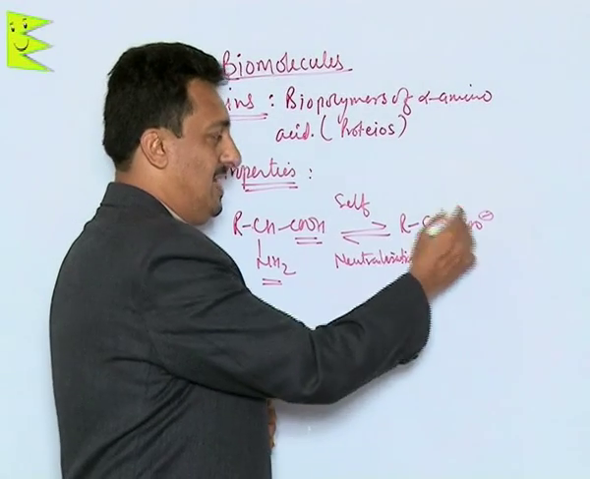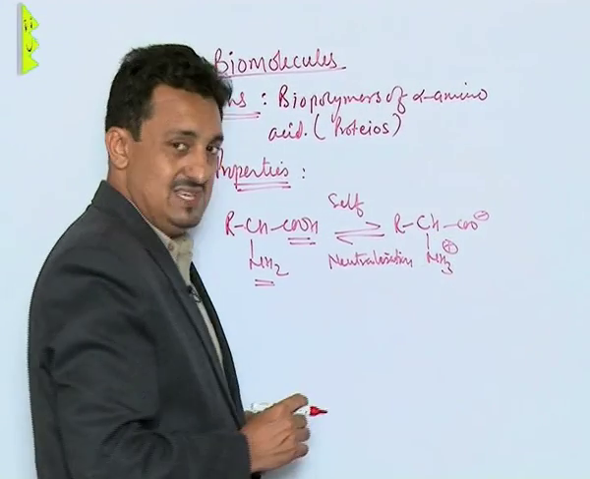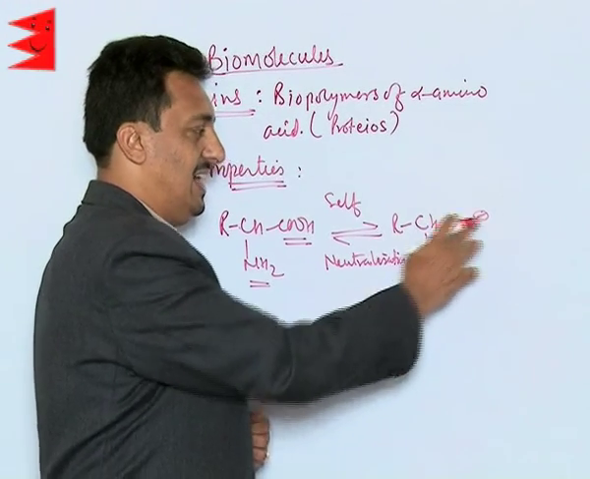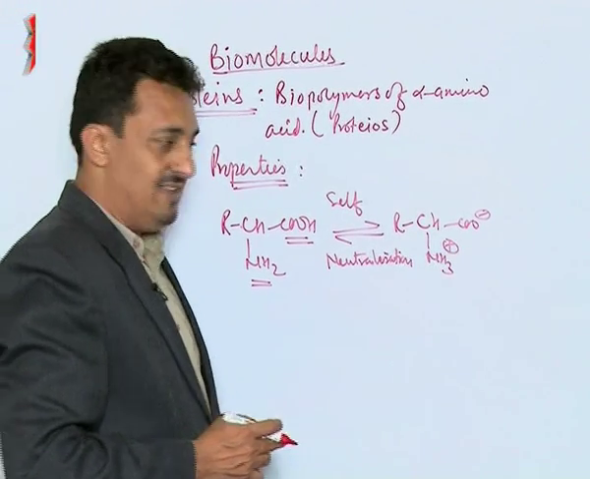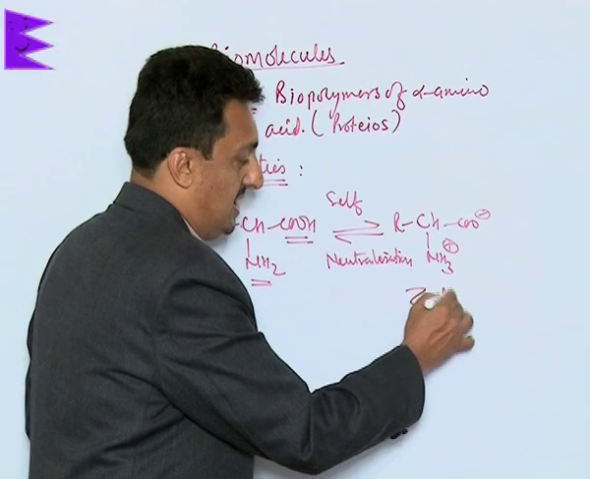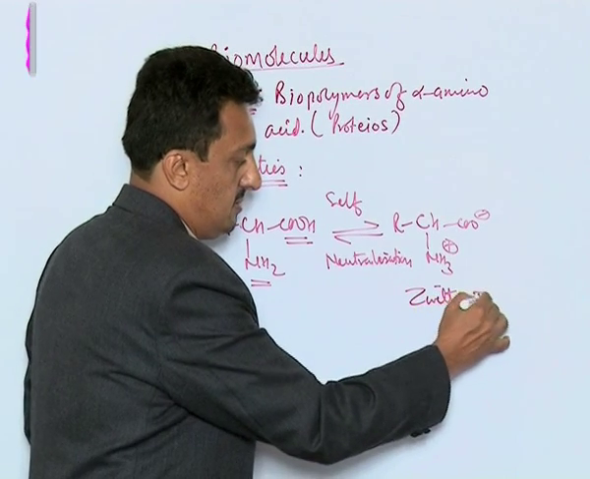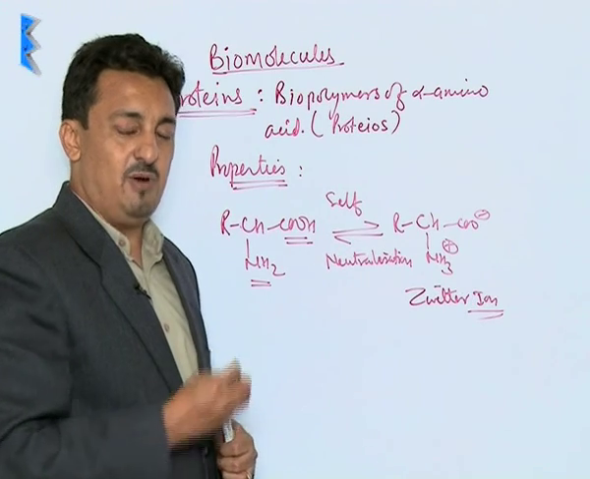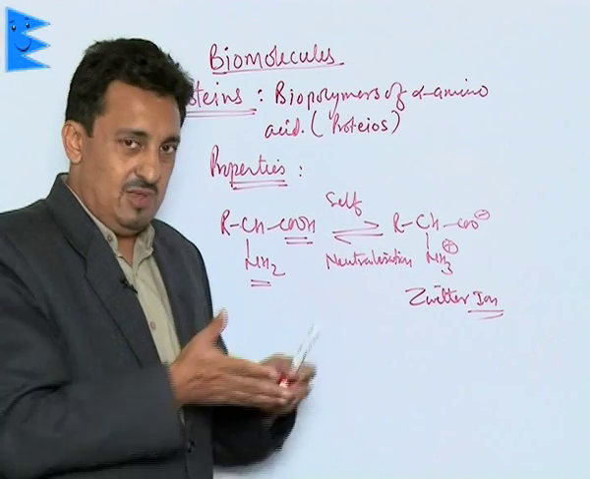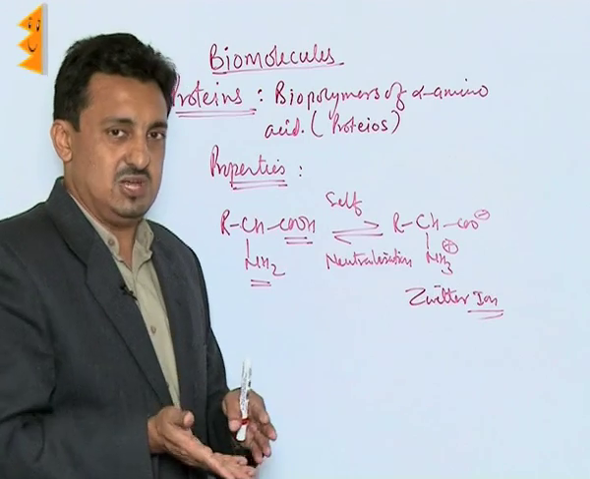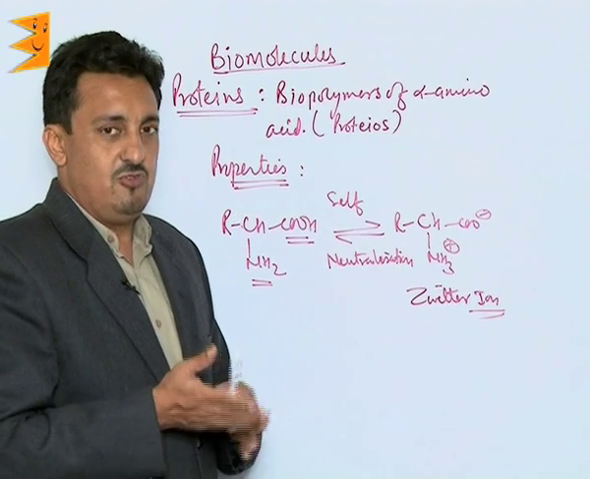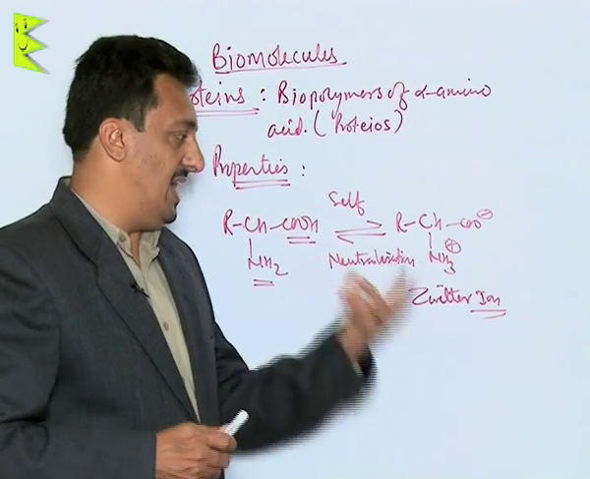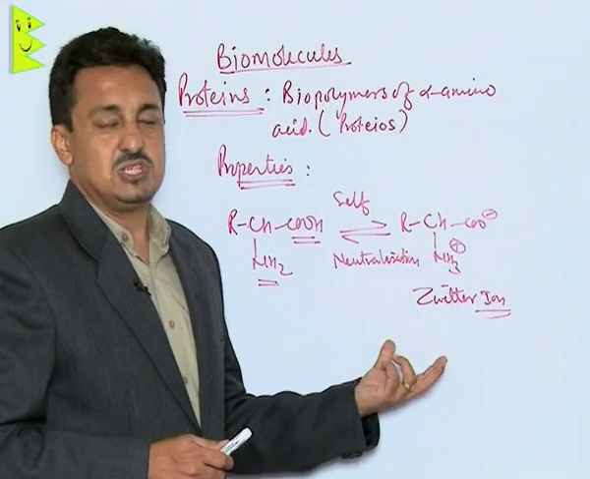Now, this particular type of ionic species, which contains both cationic as well as anionic charges or ends, is called a Zwitter ion. So, what is a Zwitter ion? It is an ion which contains both negative and positive charges. Normally, we have an ion which is having either a plus or a minus charge, usually a cation or an anion. So, the ion which contains both of these is called a Zwitter ion.